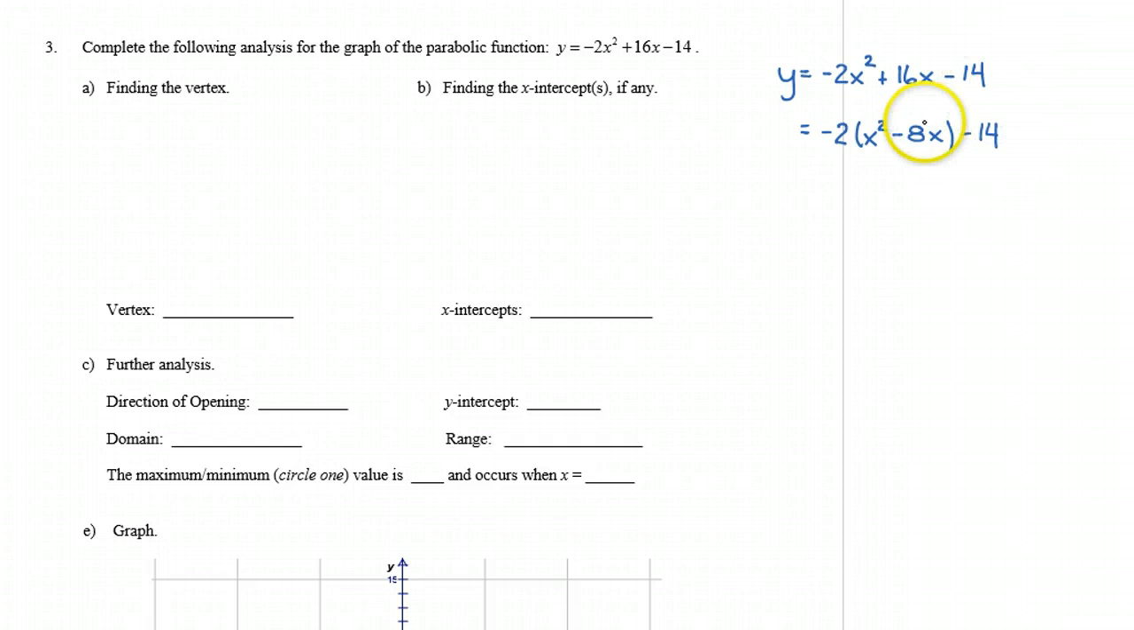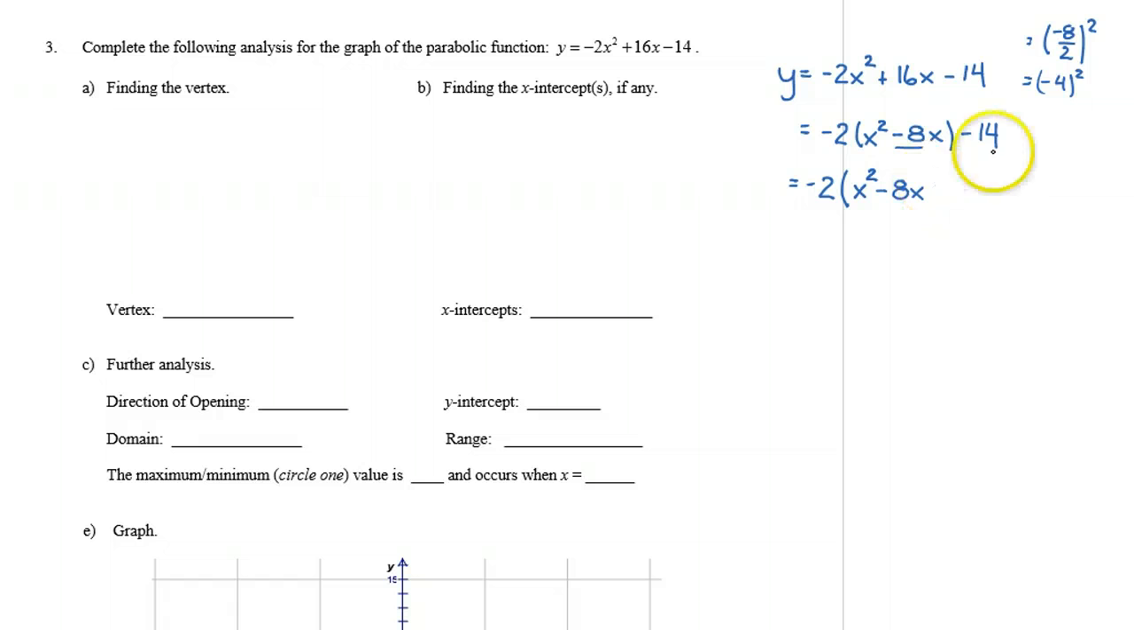The next step is I find what we call the magic number. The magic number is going to be this value here divided by 2, squared. So we have negative 8 over 2 squared, which is equal to negative 4 squared. At this point, often people will say, well, negative 4 squared is 16, so I'll make that 16. But a little trick we learned was that we leave this as negative 4 squared minus negative 4 squared.